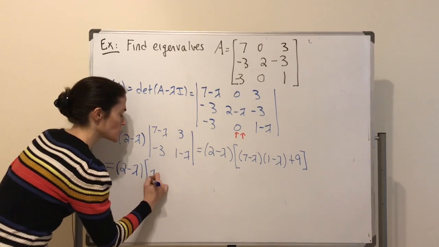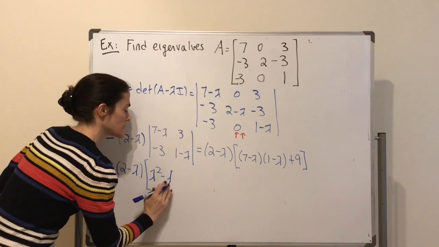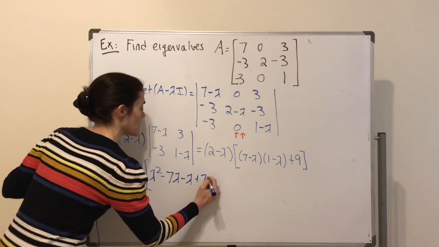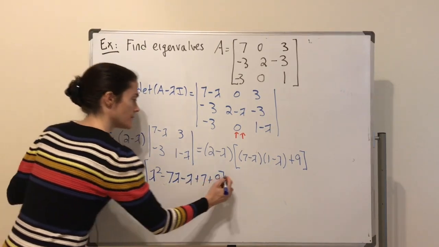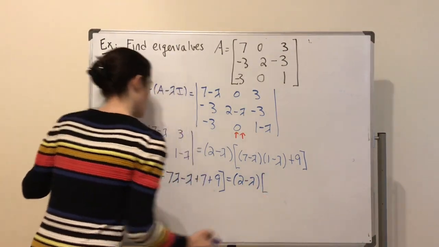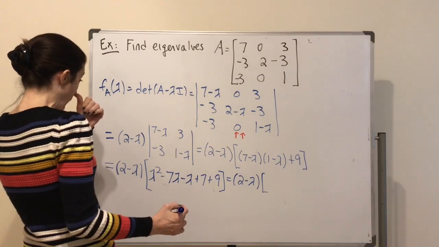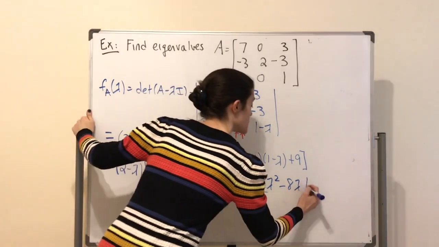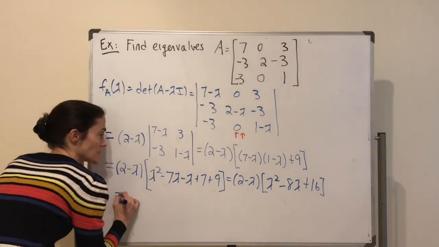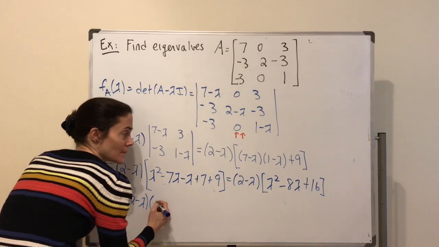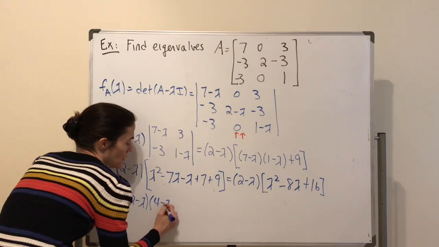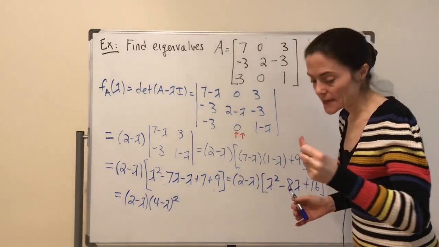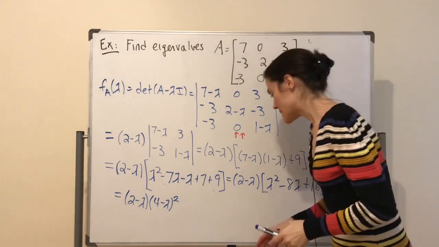And then inside I get lambda squared minus 7, oops, it's supposed to be a 7, 7 lambda minus lambda. Then I have plus 7 plus 9. I get 2 minus lambda, lambda squared minus 8 lambda plus 16. Okay, very nice. Now I can factor again. I have 2 minus lambda, and then this will be either lambda minus 4 or 4 minus lambda. I'll write it this way, squared. Our eigenvalues, well, we have one that's repeated. We have one that has algebraic multiplicity 2, and it's lambda equals 4.